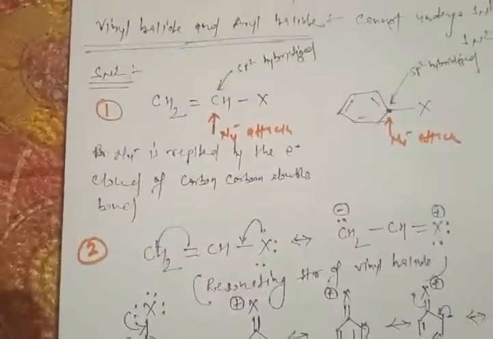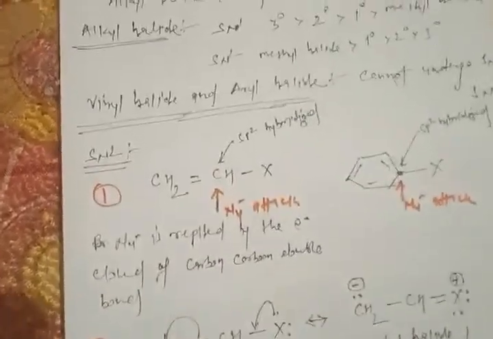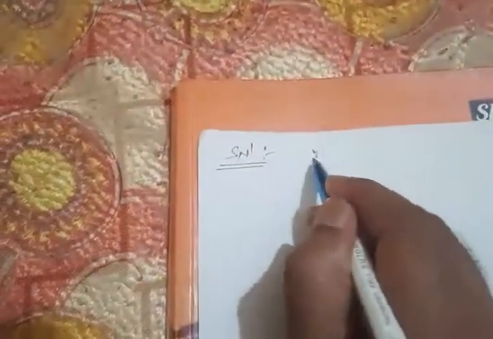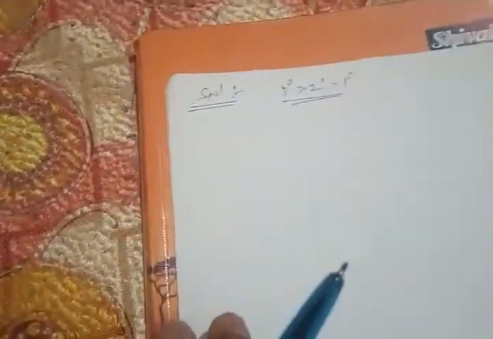Okay, now we will discuss the SN1 reaction for the same case. So this was page number 1, and this is page number 2, and here we'll talk about SN1. SN2 we have already discussed. So the order of SN1, we know that the order of SN1 is 3, 2 and 1, and it is because of the stability of the carbocation.